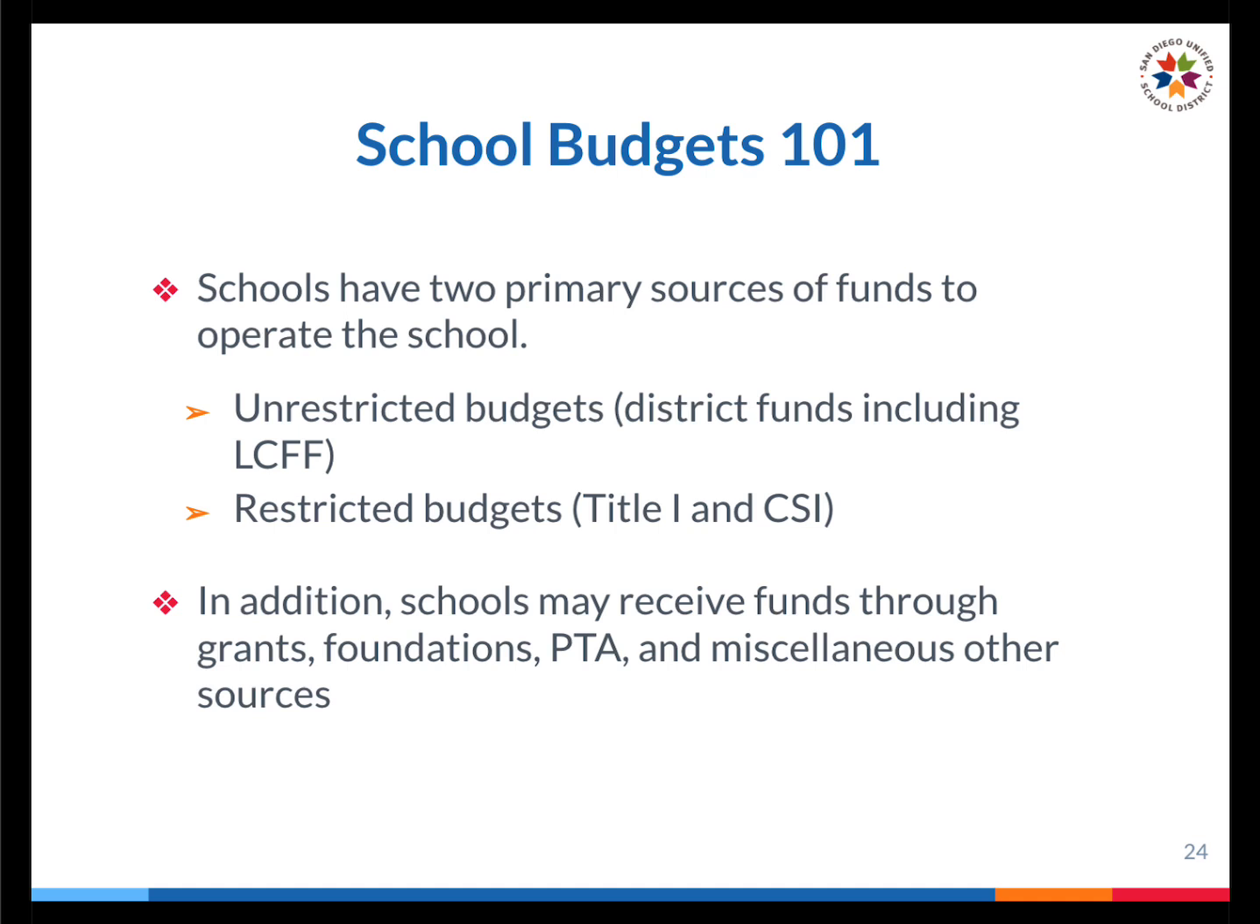Schools have 2 primary sources of funds to operate. First is unrestricted budgets. These are district funds given to schools to operate and include LCFF. Secondarily, schools have restricted budgets. This includes funds like Title I or CSI. They are also referred to as categorical funds. In addition, schools may receive funds through grants, foundations, PTA, and miscellaneous sources.